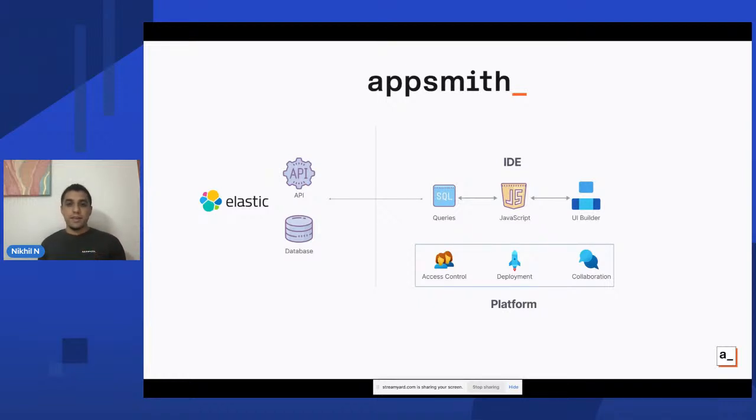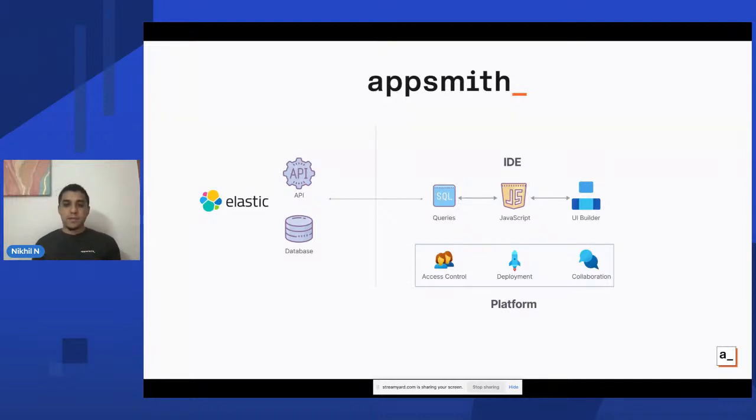So the query interface allows you to interface with different data sources that are there. The third is the JavaScript section. So in Appsmith, you can write JavaScript anywhere in the IDE. This means that you can use JavaScript to connect your UI to your queries with just a little bit of code. And that allows you the customizability and flexibility to build any kind of application that you really need.